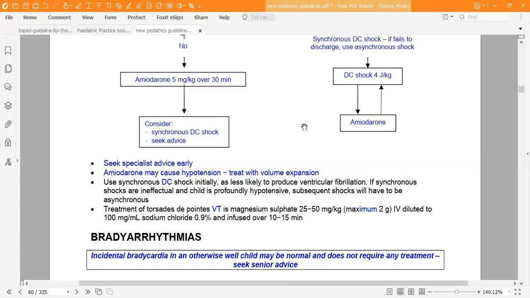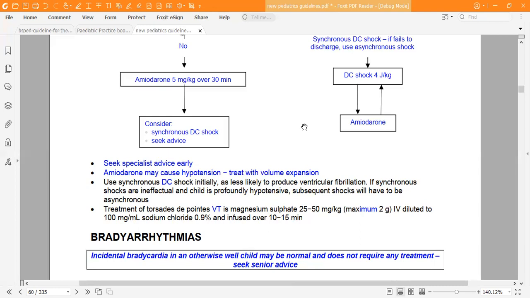So what does it mean, synchronized and asynchronized? You have to apply the shock at the beginning of the QRS complex while you are checking the ECG monitor in front of you. Okay.